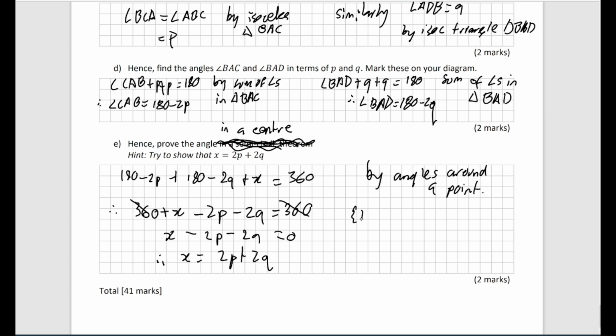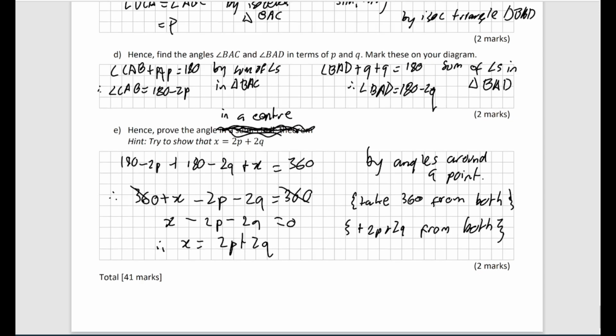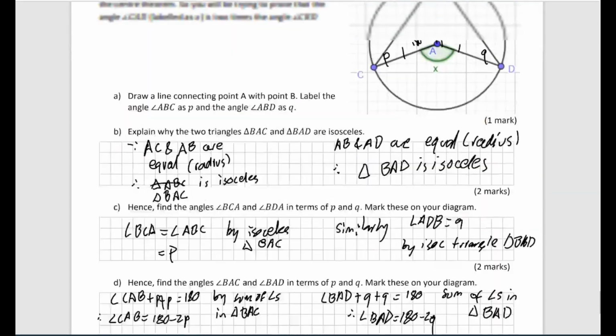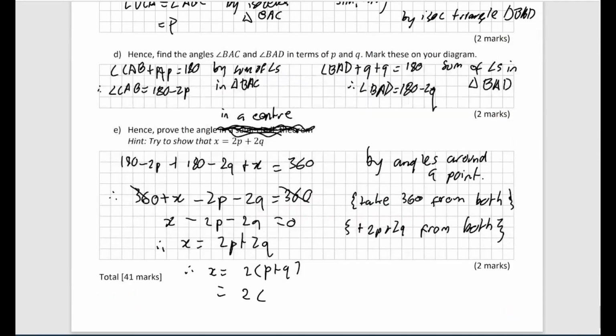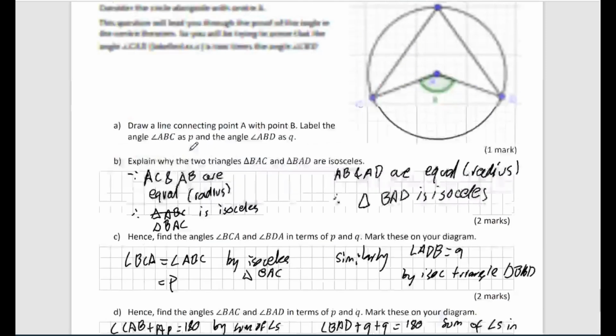Now, you can say, like, take 360 from both sides, plus 2p plus 2q to both sides, just to be really clear when you're proving this theorem. Therefore, x is going to be 2 lots of p plus q, which is 2 lots of the angle CBD. And we proved our theorem. We can draw a little box or say as required or something like that. Beautiful. That's the test done.